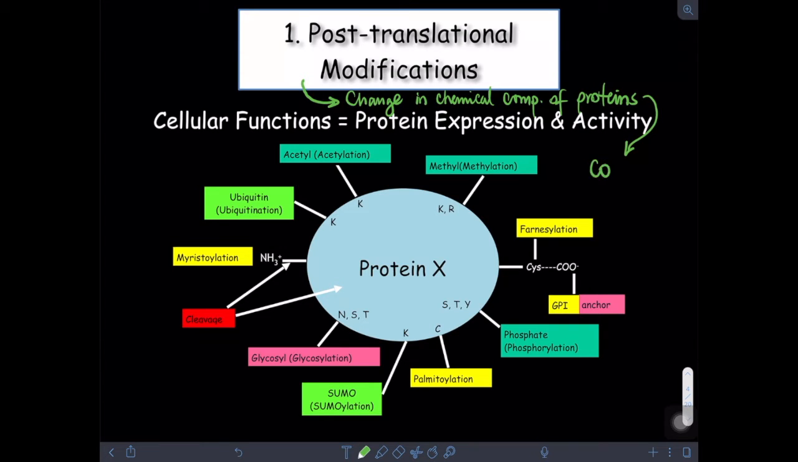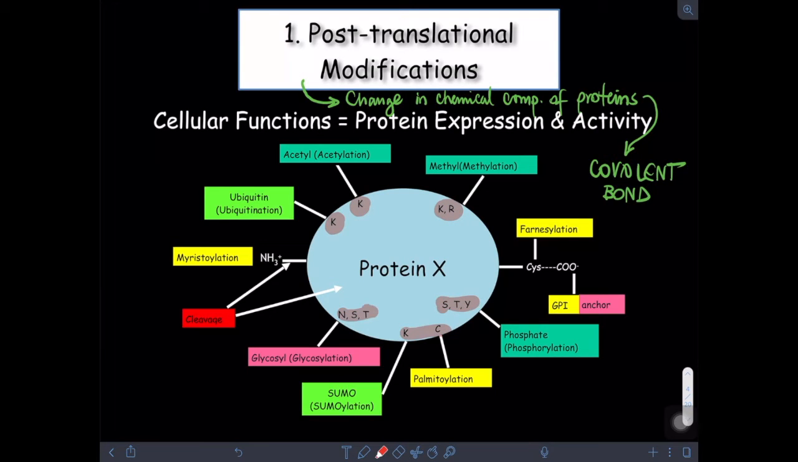There are numerous types of post-translational modifications that have been characterized, and some of them are actually shown in this slide. And among those, you have acetylation, methylation, farnesylation, phosphorylation, palmitylation, glycosylation, cleavage, myristylation, ubiquitination, and the one that corresponds to this lecture, SUMOylation. And notice how each one of those post-translational modifications happens through very specific amino acid residues within the sequence of the protein.